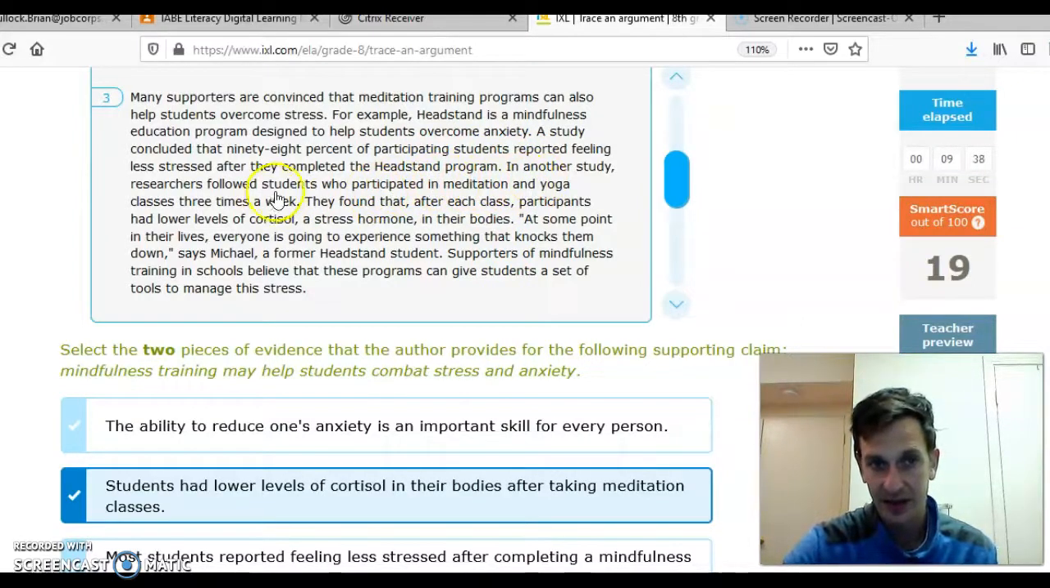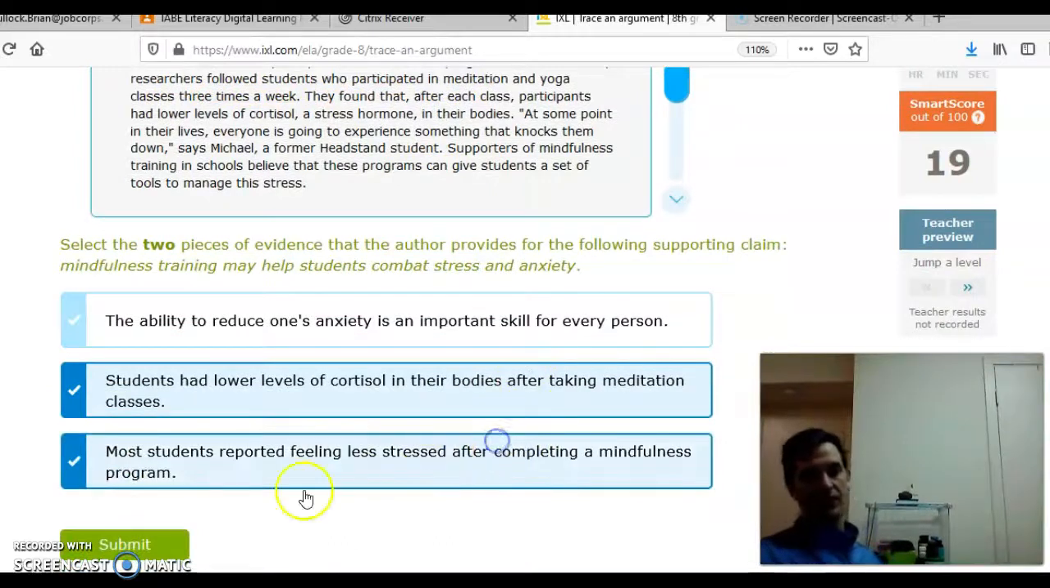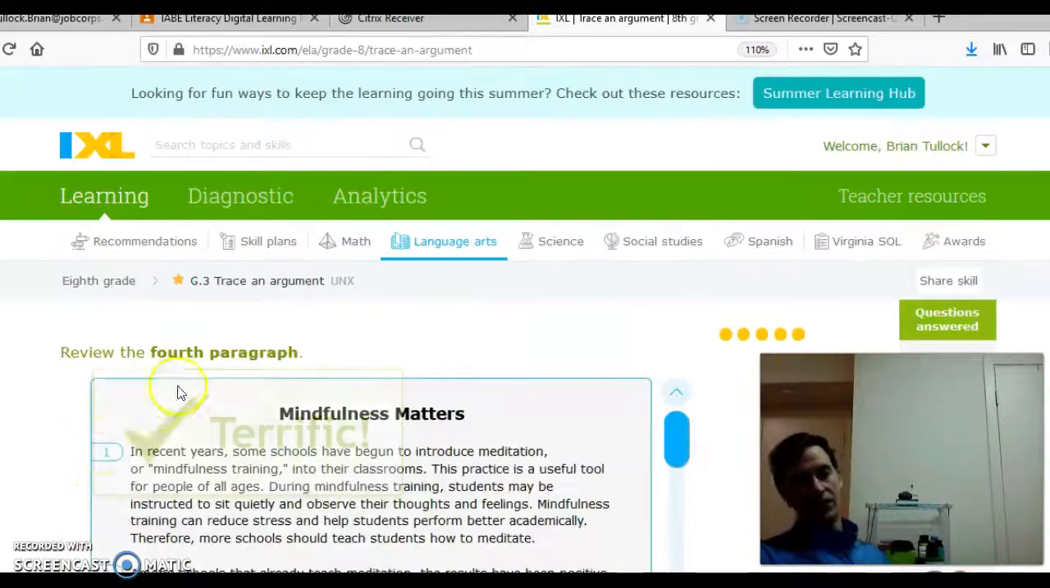It says in another study, research found that participants attended three times. They found that after each class, participants had a lower level. Well, no, okay, I missed that. 98% reported feeling less stress after they completed the mindfulness program. All right, so boom, there's your answers.